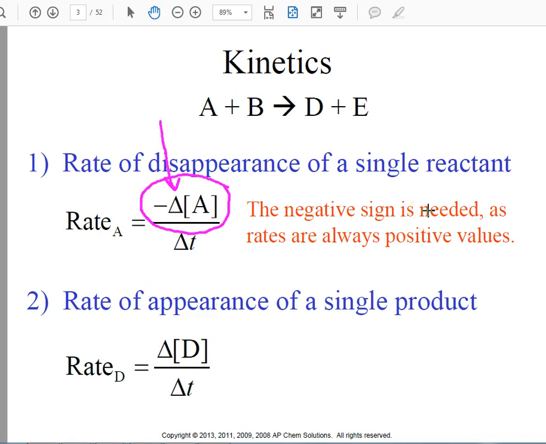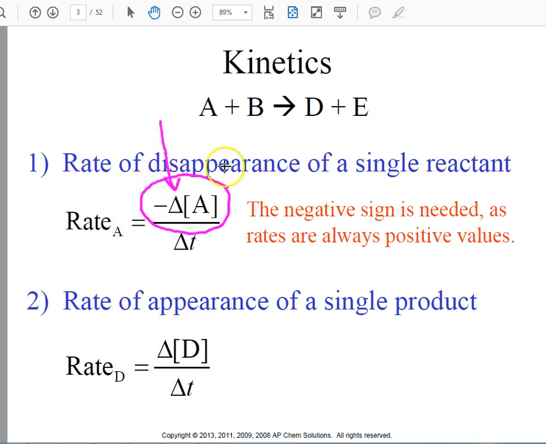We know about rates from our car, right? We have miles per hour. That's a rate. How many miles did you go and how long did it take you? That's your miles per hour. Same thing with a reaction. How much did your concentration change and how long did it take to change? Concentration change over time change.